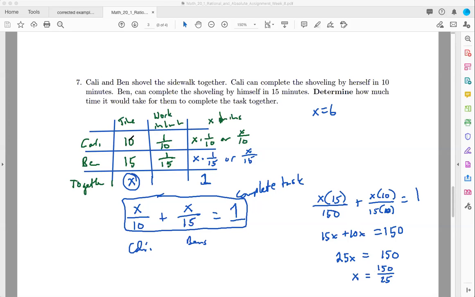So does that make sense to you? Well, Callie can do it in 10 minutes by herself. With Ben's help, it's going to be less time than her doing it by herself. So this 6 minutes makes quite a bit of sense for us.